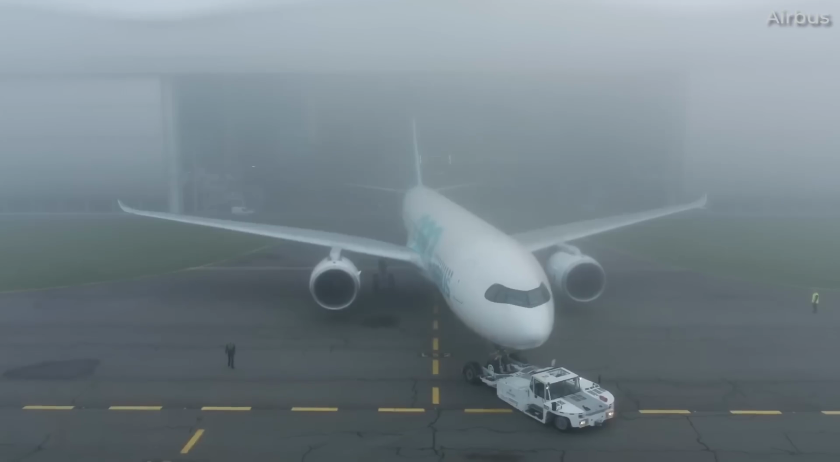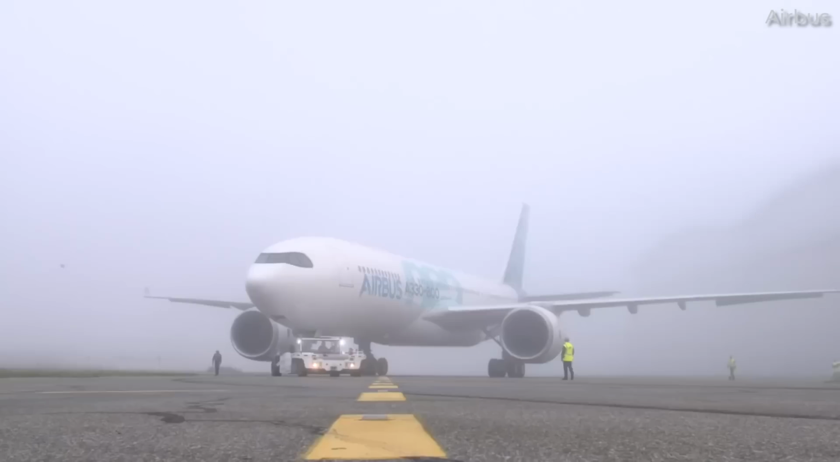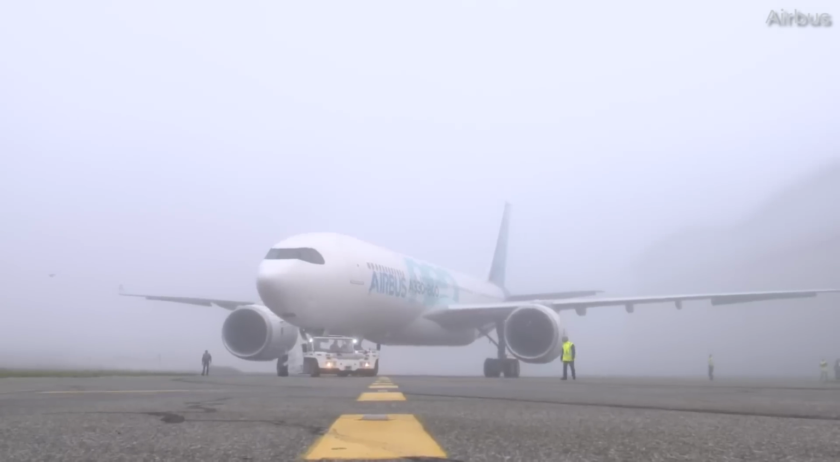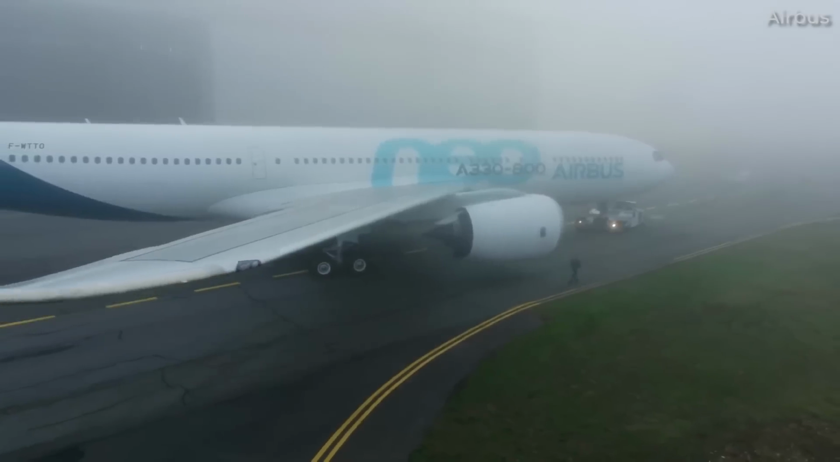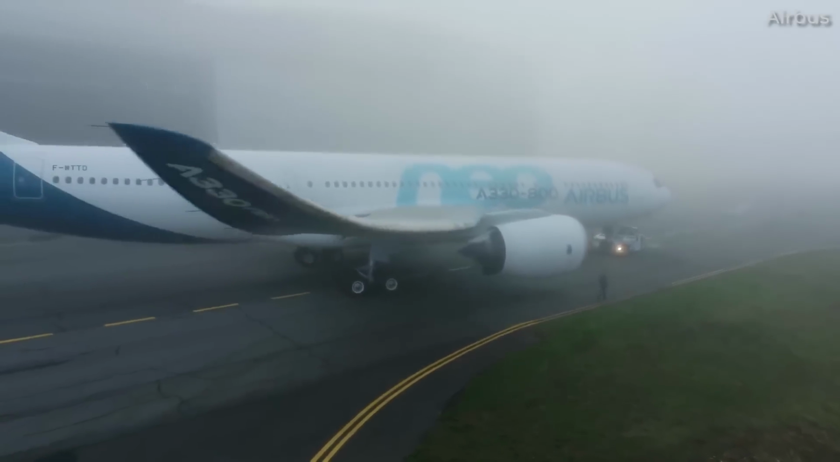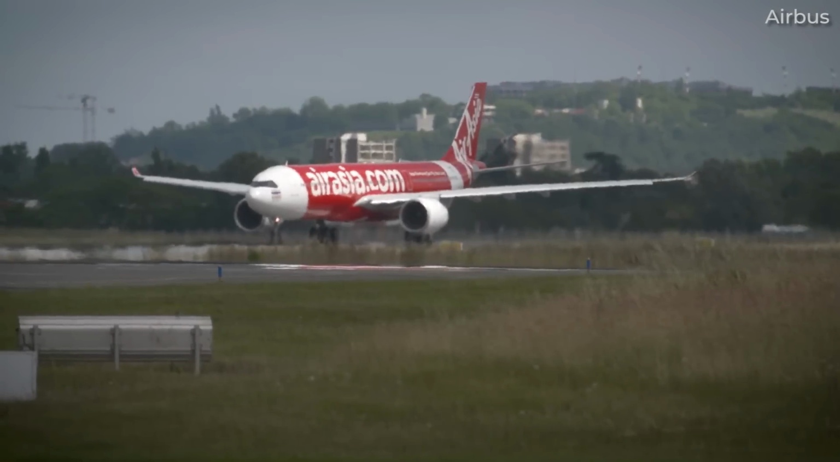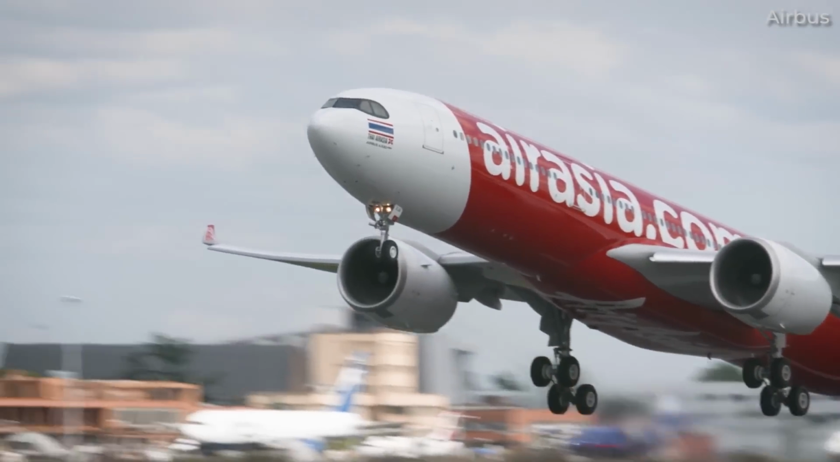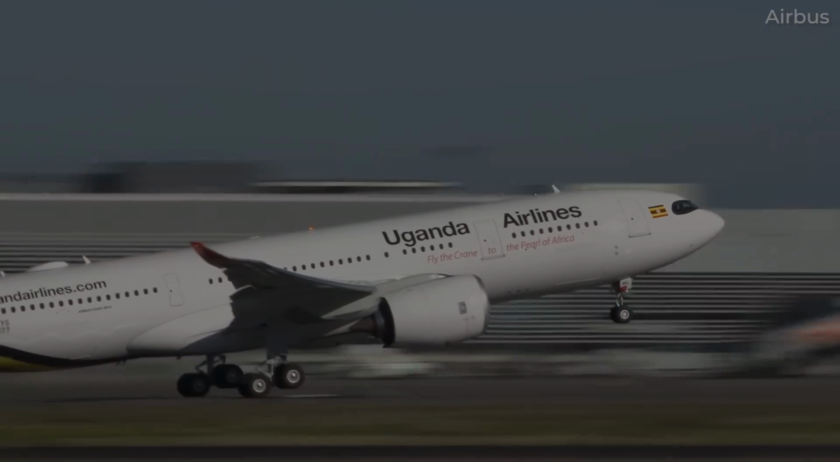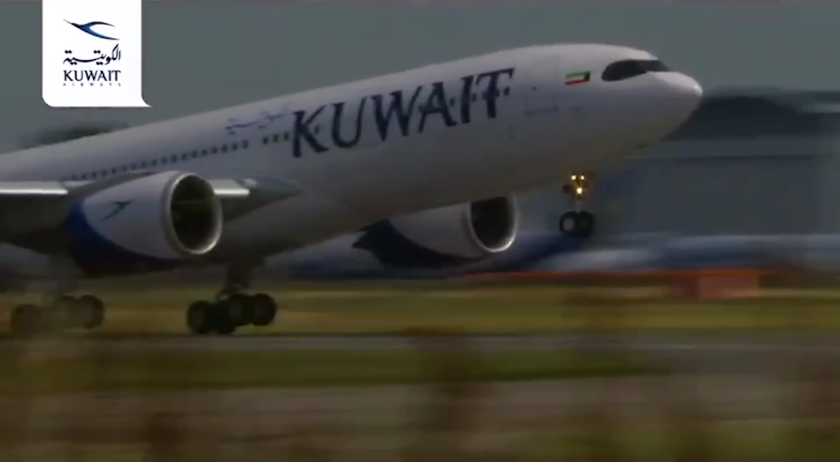The -800 is shorter while the -900 is longer. Unfortunately, however, both variants have the same number of doors. However, since the -800 is so much more rare, chances are you're likely looking at a -900. Unless that aircraft has a Uganda Airlines or Kuwait Airways livery.